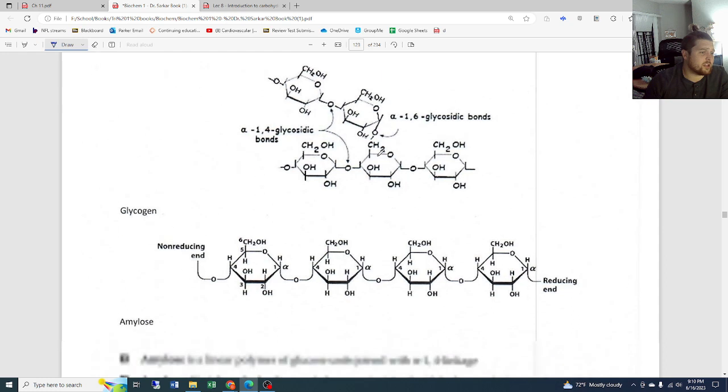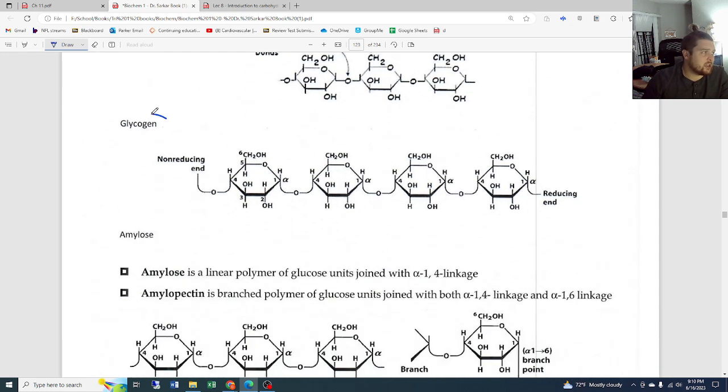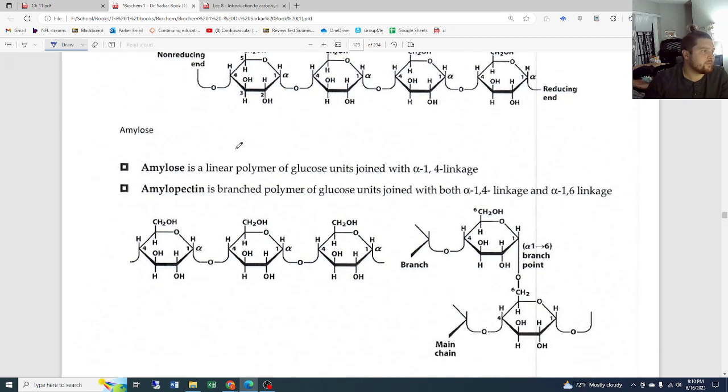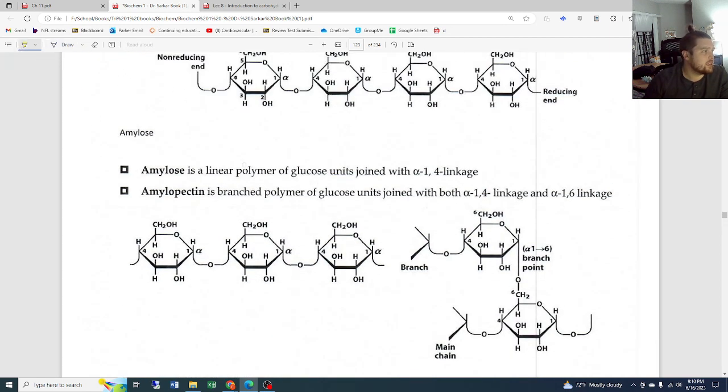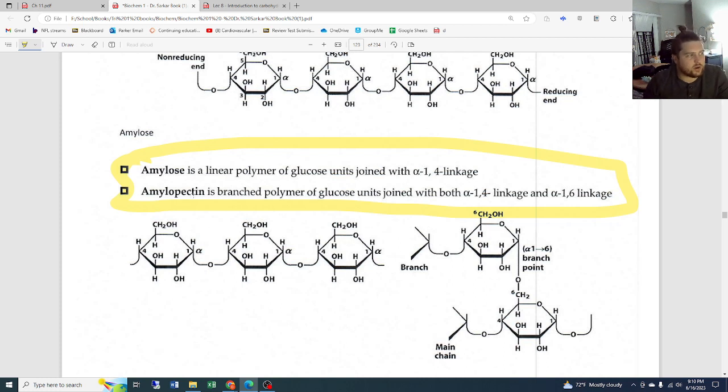These are just more pictures. Glycogen. This is the main one that we're going to focus on right here. These two phrases right here are exactly how he's going to ask a question. If he asks a question about these, this is exactly how he's going to ask it on the test. So look at those definitions. It's a linear polymer of glucose versus a branched polymer of glucose. Amylose is linear, amylopectin is branched.